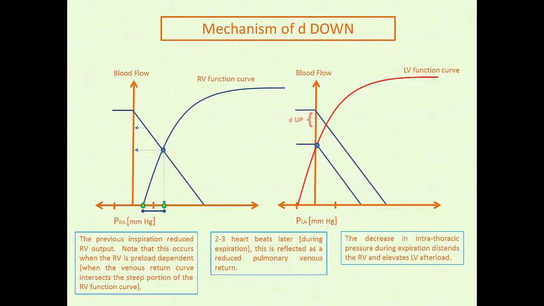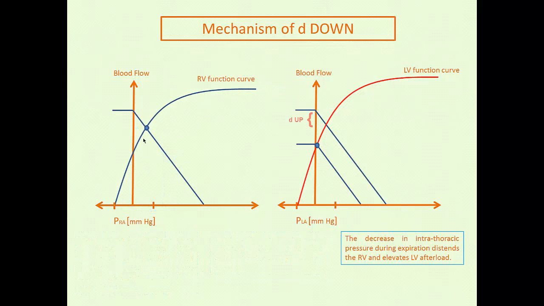output. The decreasing intrathoracic pressure that also occurs with expiration tends to distend the RV as the RV is charged with blood during expiration on mechanical ventilation, and it tends to mildly increase your left ventricular afterload. So that may slightly increase the degree of D down, but in a heart with a normal Starling curve, those effects are minimal. The D down is much more driven by the previous inspiratory diminution in right ventricular output.